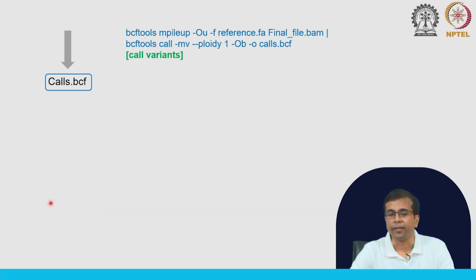So, what we did next is we called the variants, okay, and this is where we use this command bcftools mpileup. It is collecting all the data from final_file, and followed by that we have this bcftools call. This is where the variant calling is happening, okay, and we have to mention --ploidy 1 because we are working with a haploid genome. So, this is a haploid yeast, but in case you are working with a diploid genome, this will be 2, and by default this is 2. And then we stored these variant calls in this calls.bcf file.